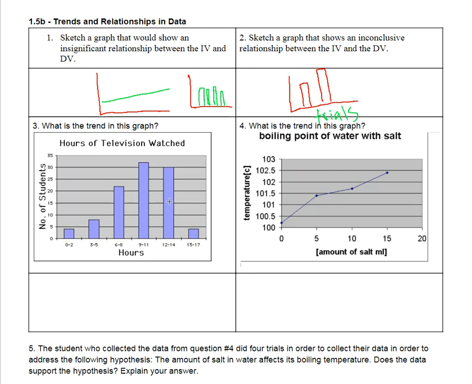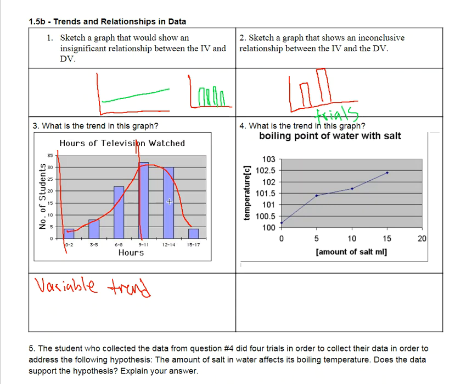For number 3, what is the trend of this graph? On this graph, it looks like we're doing hours versus number of students for amount of television watched. So I'm noticing an increasing trend, and then it decreases again. So this looks like a variable graph. Or you could even look at just certain segments of the graph, like between these 2 spots, you could say between 0 and 11 hours, it's increasing, but after that it's decreasing. Those would both be trends as well.